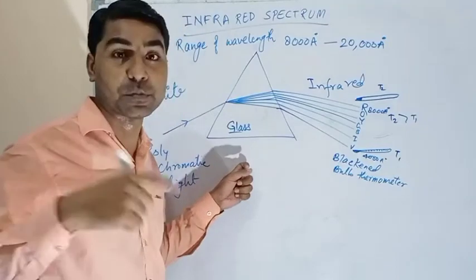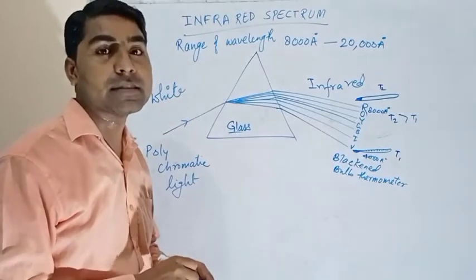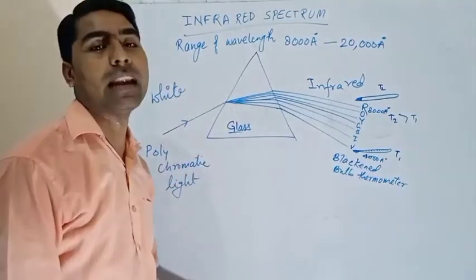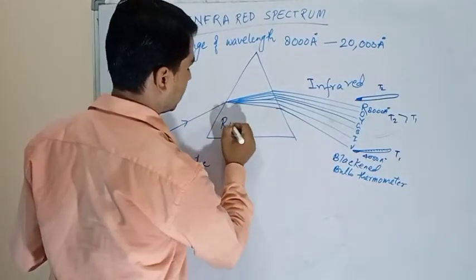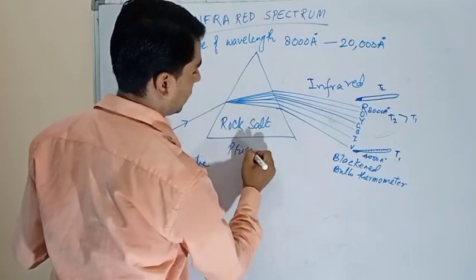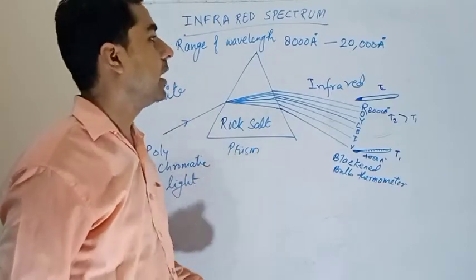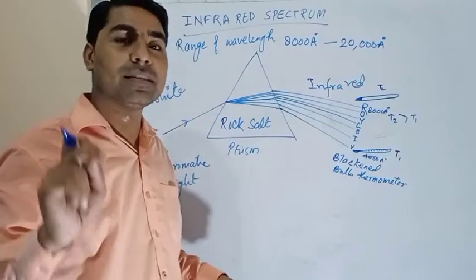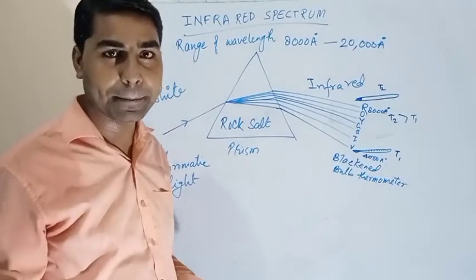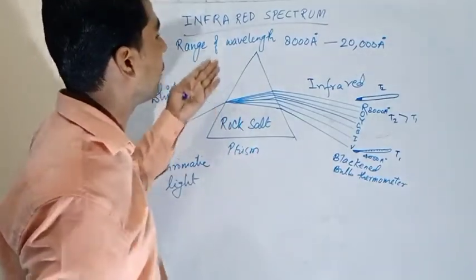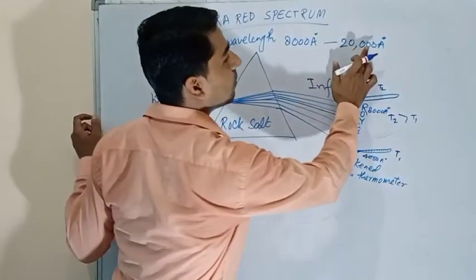Listen, one more point: at this time I am saying that we don't know that the glass prism only allows up to 20,000. Then a scientist, Langley, replaced the glass prism with a rock salt prism. Then he found that the glass allows only up to 20,000, but this rock salt prism can allow further. And then we came to know that the range of wavelength of the infrared spectrum is not up to 20,000, but more than that.